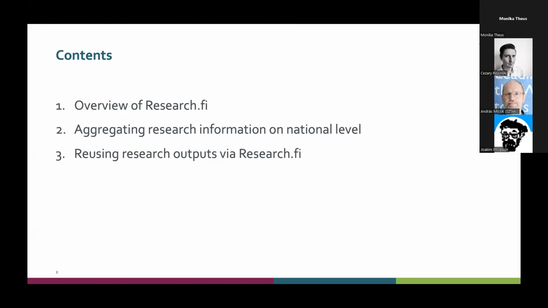Briefly, the contents of my presentation are as follows. I will be giving a brief overview of what research.fi really is, and then more on the subject of aggregating research information on a national level, which we really do, and then about the reuse of research outputs from our national service.